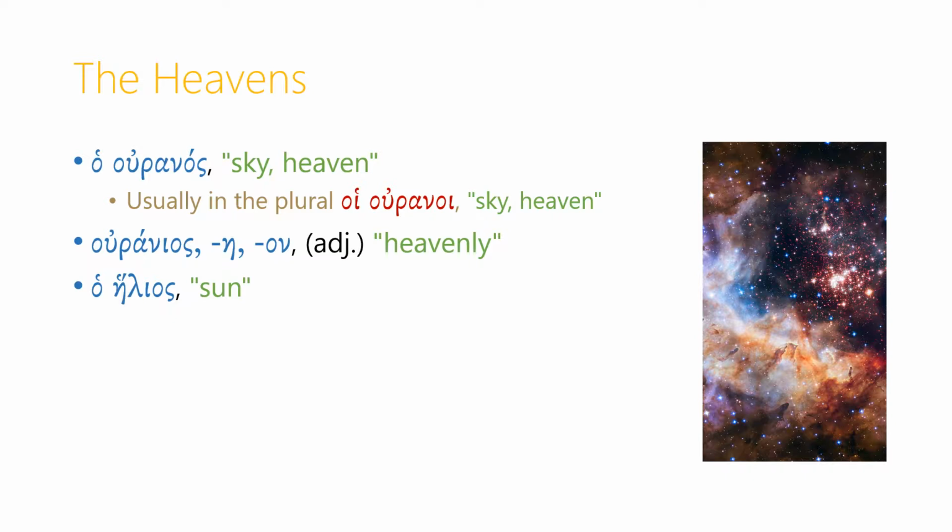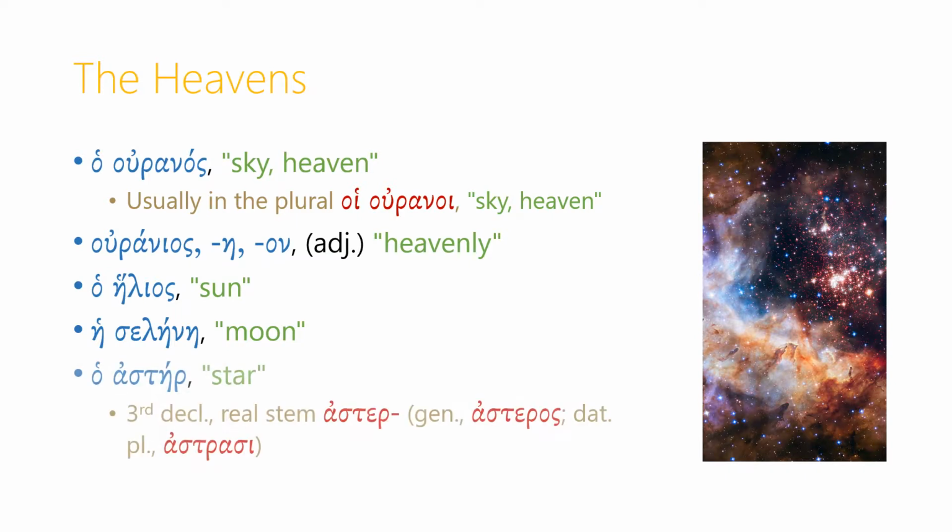Ho helios is one of the primary bodies that circuits the sky, and this is the sun. He selene is its counterpart, the moon. And ho aster is a star. This is a third declension noun, and the real stem is aster, with an epsilon instead of the eta. So the genitive is asteros, and the plural dative would be asrasi. Notice how that epsilon drops out in the dative plural for the ease of pronunciation.